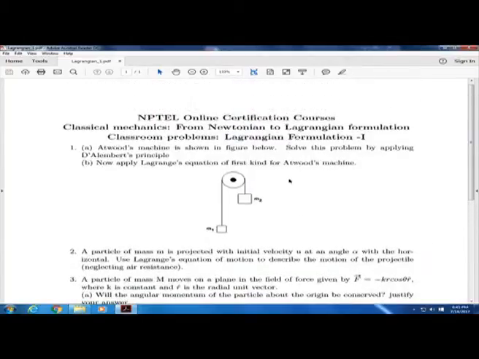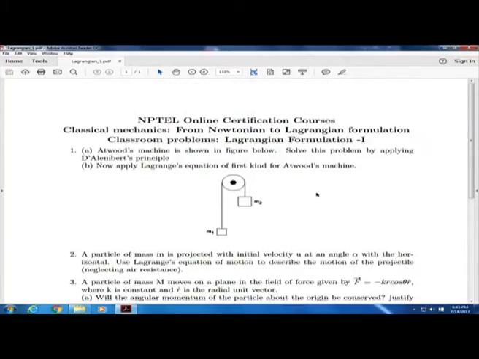Okay. So, we will start with the simple problem of Atwood's machine, and the question is we have to find out the equation of motion. Basically, solving the problem means finding the equation of motion. First we have to use D'Alembert's principle, and then we have to use Lagrange's equation of the first kind to solve this simple system. So, Atwood's machine is essentially this two-mass, one-pulley system, which is very familiar to all of you.